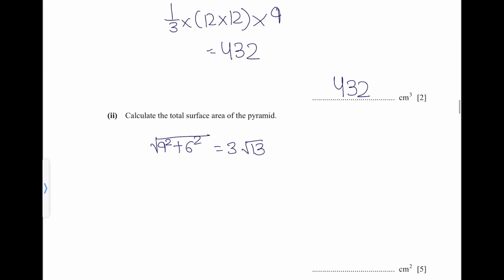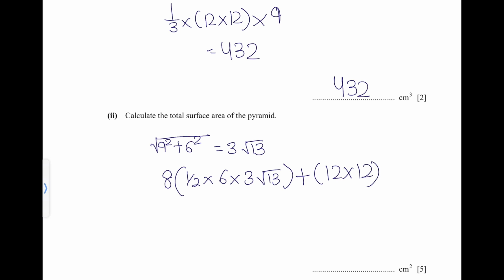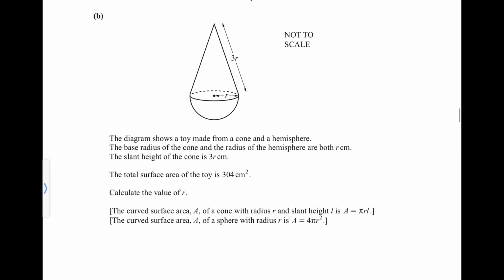Alright, so once you have got that, the next thing is, since you're going to have 8 of such triangles, 8 into 1 by 2 into the base, which is 6, into 13, plus 12 into 12, which is 144. So 0.5 into 6 into 13, plus 144 gives us 403.599..., which is equal to 404 centimeters squared.